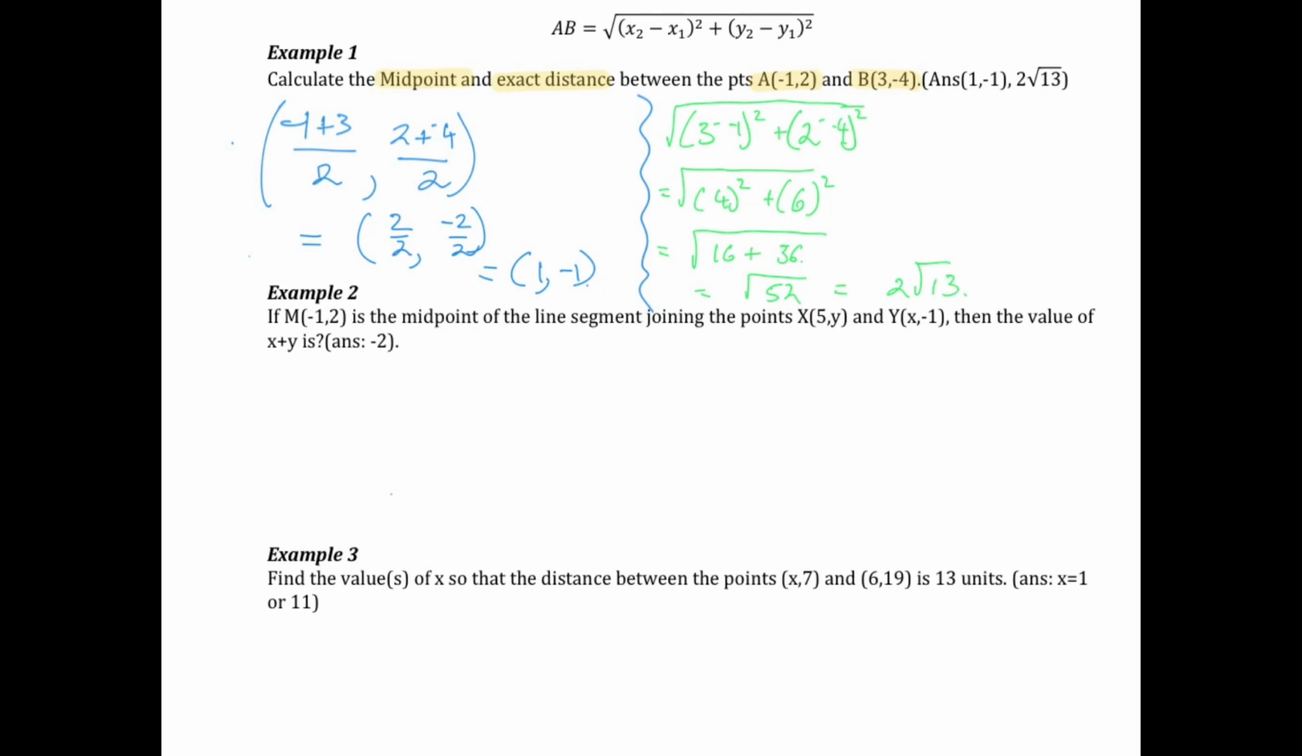Okay, again, let's highlight key terms. We've got a midpoint that's been given to us and a couple of coordinates, so we need to work with our midpoint rule. So the midpoint is (-1, 2), and so we know that's equal to (x1 plus x2) on 2, (y1 plus y2) on 2.